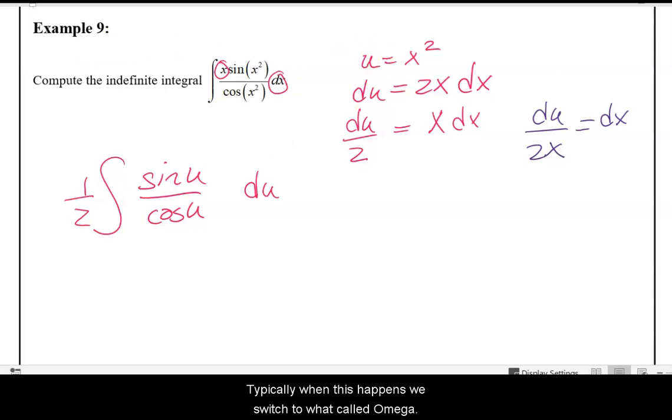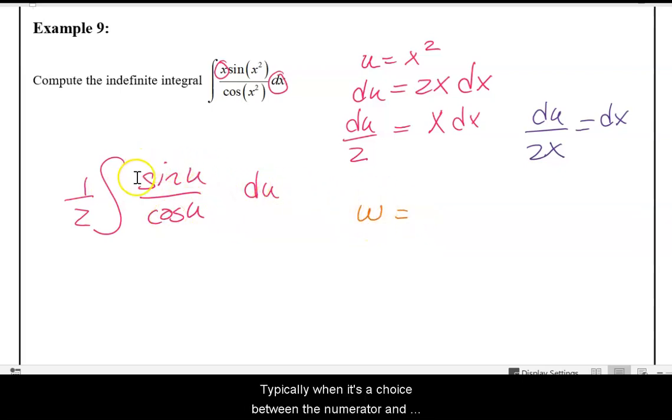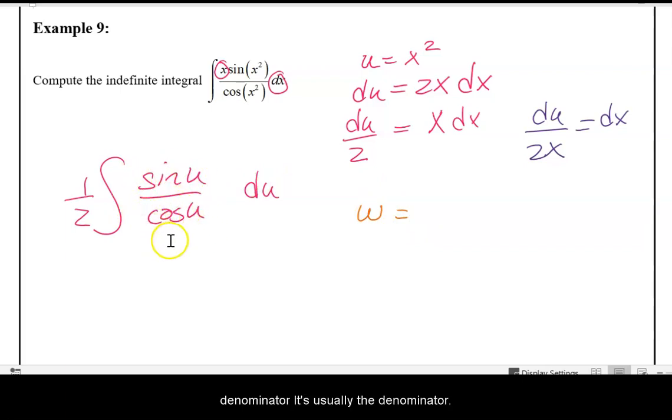Typically when this happens, we switch to what's called omega. So now I'm going to switch to omega. I need another u substitution, and yes, omega does look like a lowercase curvy w. In this case, which of these would make the better choice for our new u, which is omega? Typically, when it's a choice between the numerator and denominator, it's usually the denominator.